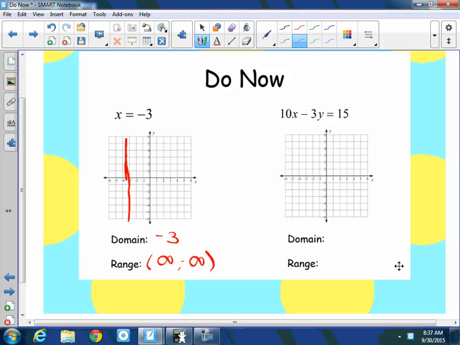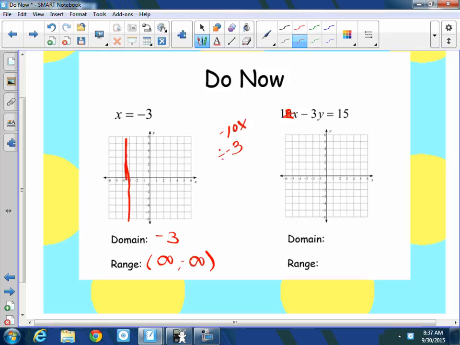Okay, what about the next one? How would you attack this problem? I would solve for y. Very good. Isolate the y. So what are my steps for isolating the y? Minus 10x, right? That would take care of that. And then divided by negative 3. Don't tell me 3. Negative 3.